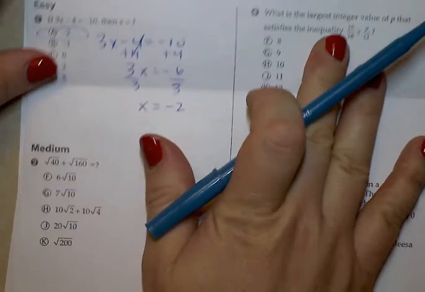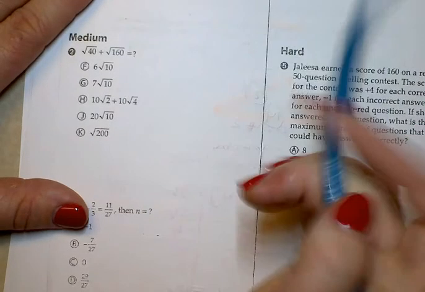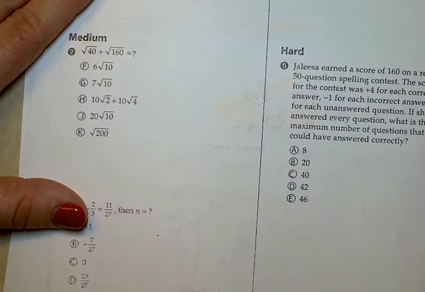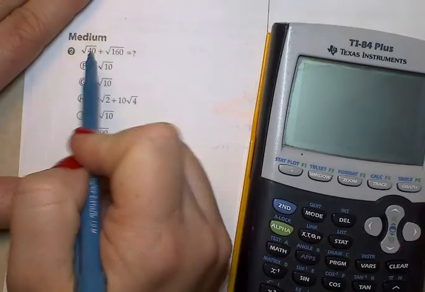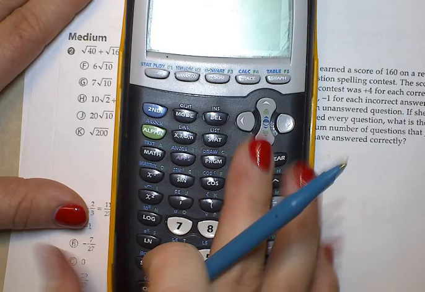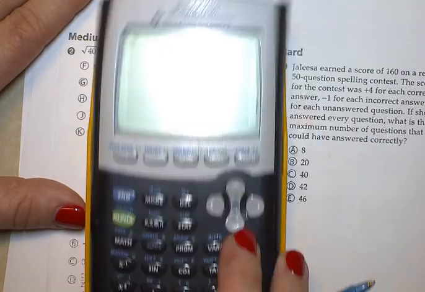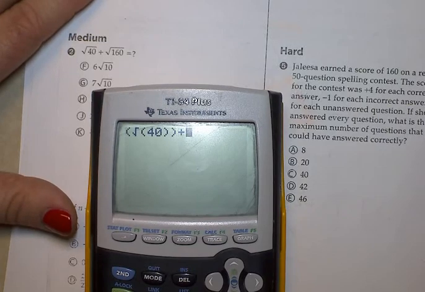All right, number 2. Now, number 2, we want to again solve this as quick as possible. So one way that I would suggest is, and you could simplify these, that would work as well. You could simplify this, and try combining. That's one way to work. Another way is let's figure out what is the square root. Bring this down so you can see this. What is the square root of 40 plus the square root of 160?